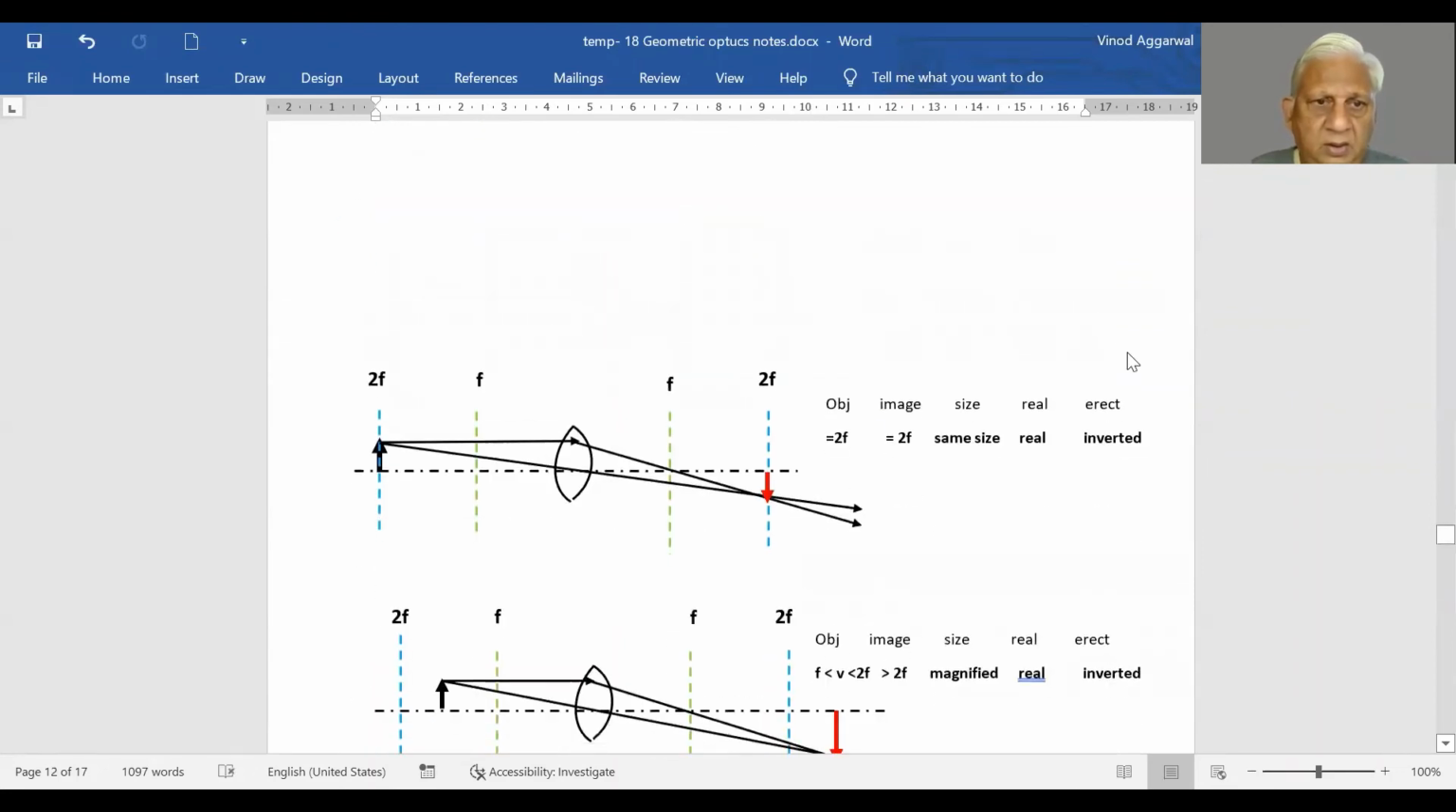Third case is when the object is placed at 2f. If it is placed at 2f, the image will also appear at 2f. Object is at 2f, image is also at 2f. The size will be exactly the same as the size of the object. The image will be real and it will be inverted.